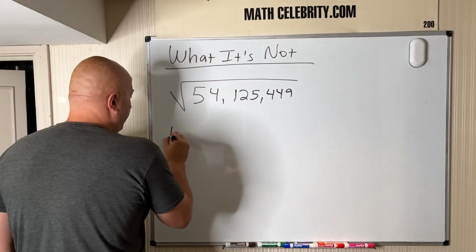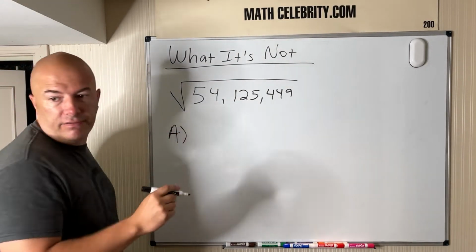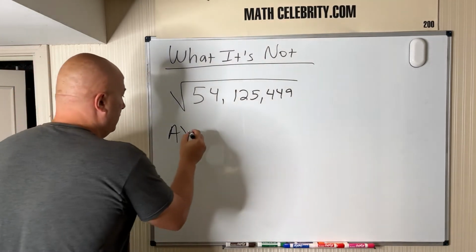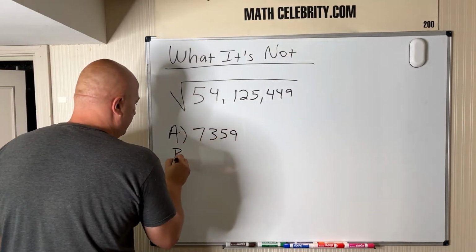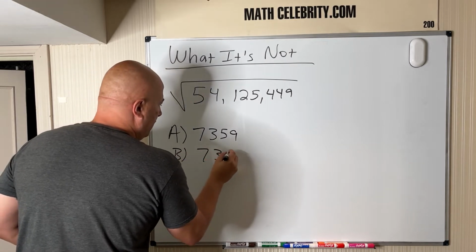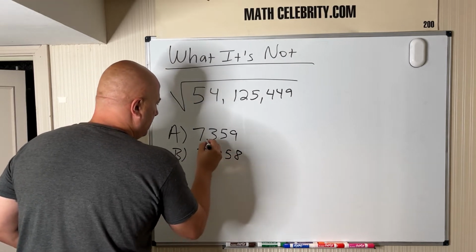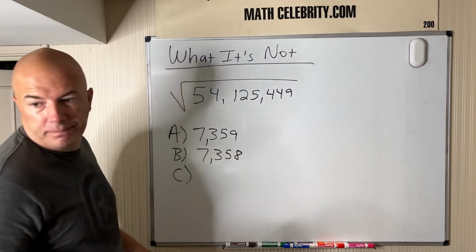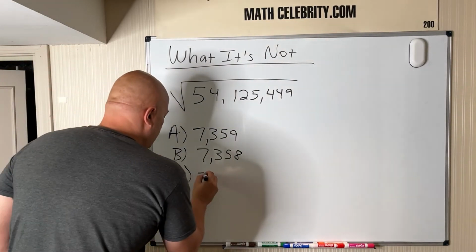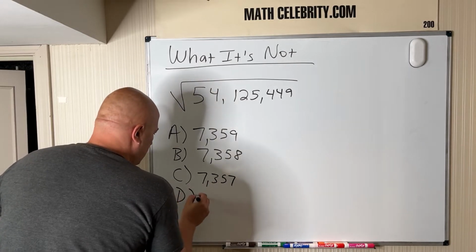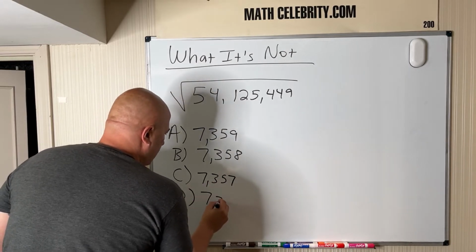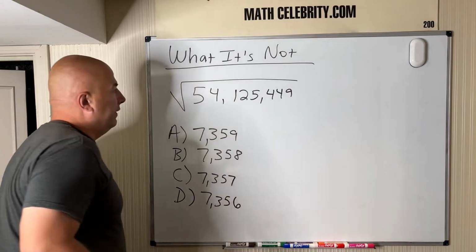So we're going to have four different answers. We're going to have 7359, 7358, 7357, 7356.